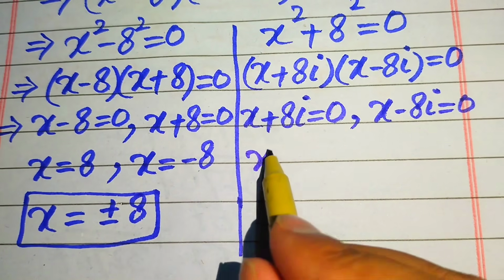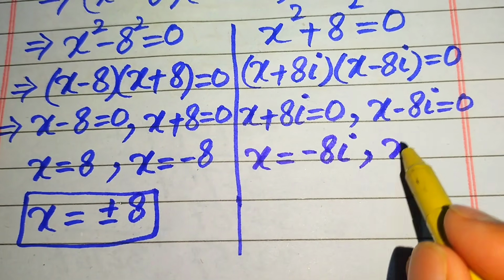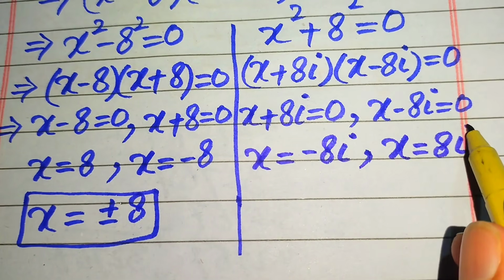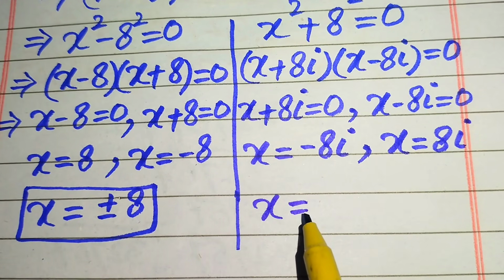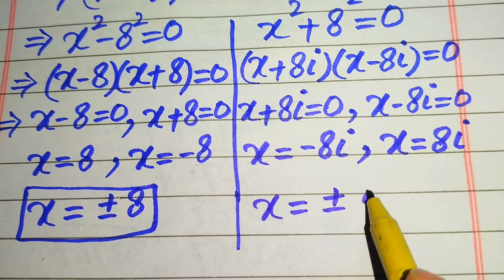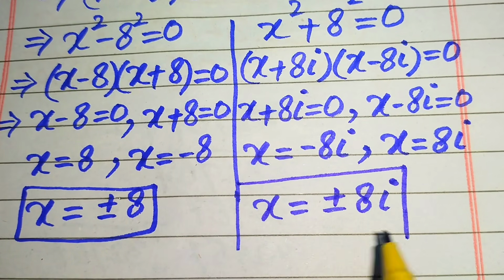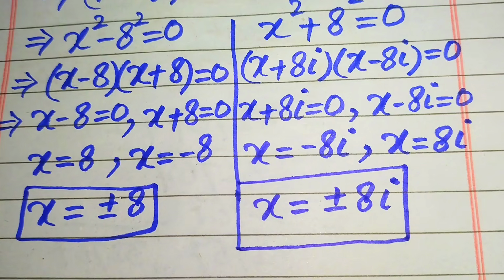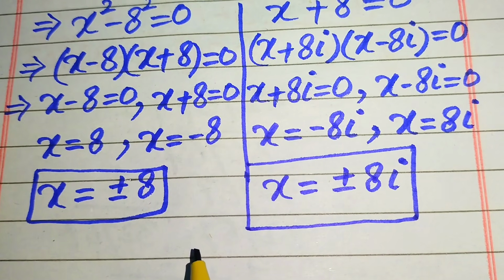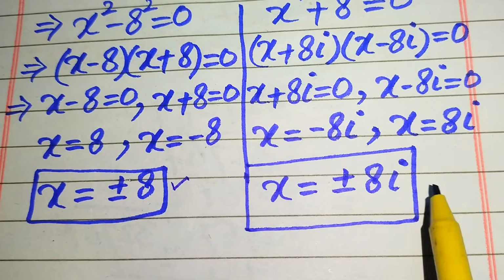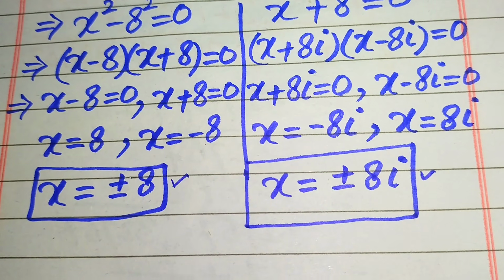From here we get the value of x equals minus 8i, and from here we get the value of x equals 8i. So again we get two roots of the given equation, and these two roots are complex roots. So here we get x equals plus minus 8i. Finally, there are four roots of the given equation, in which these two roots are real roots and these two roots are complex roots of the given equation.